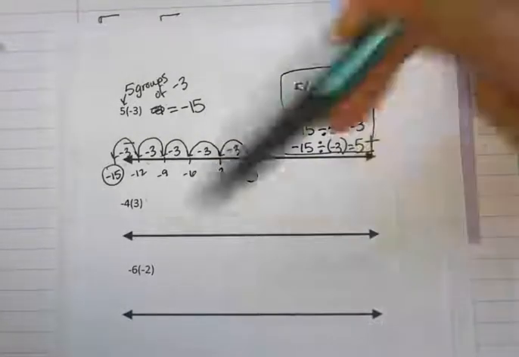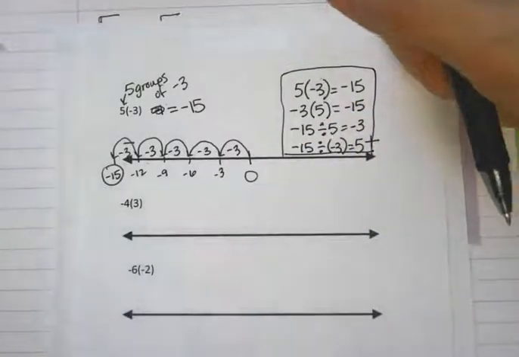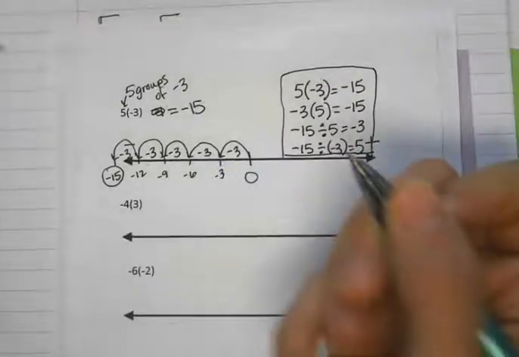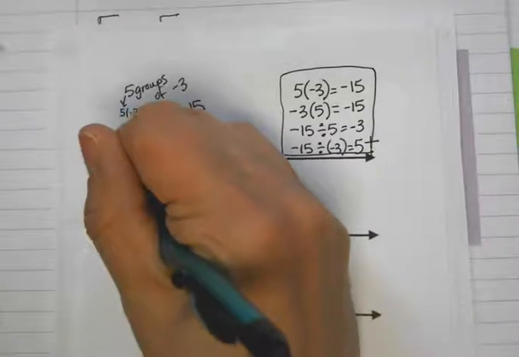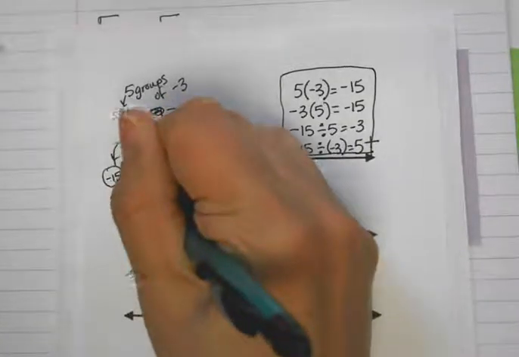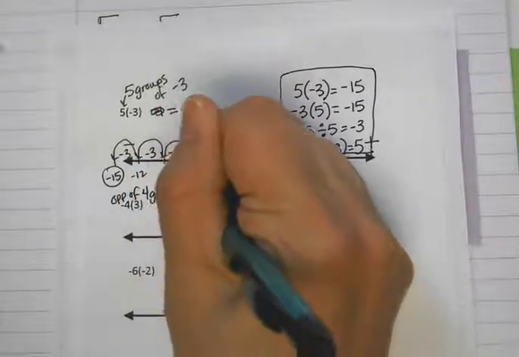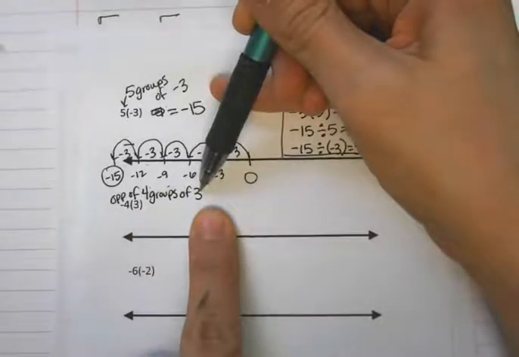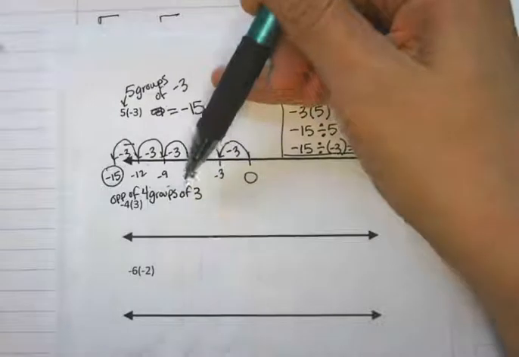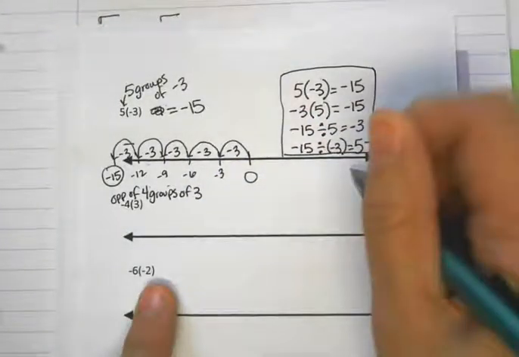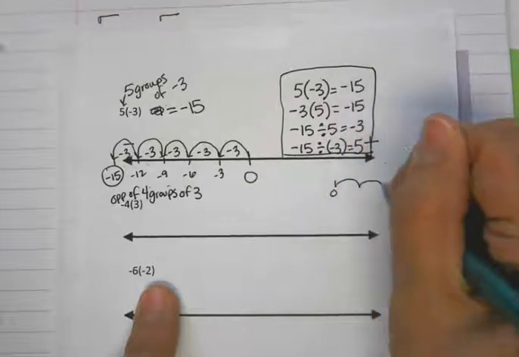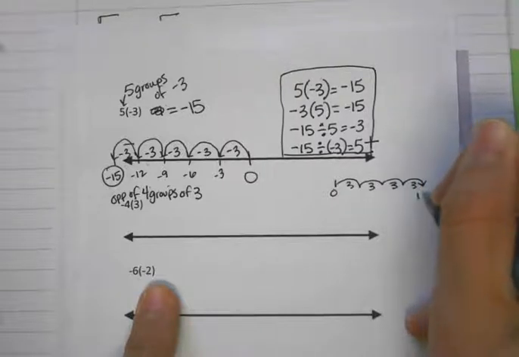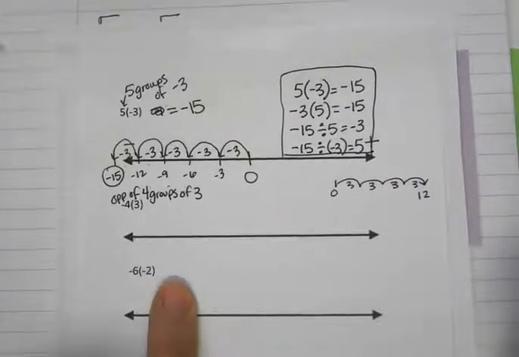So what we're going to do is we're going to try the next one using the same language we did with our counters. And this is negative 4 times 3, which means the opposite of 4 groups of 3. So if I'm imagining what 4 groups of 3 looks like, I can also imagine what the opposite of that would be. Well, 4 groups of 3 would be starting at 0 and 1, 2, 3, 4 with 3 in each one. 3 times 4 is 12.